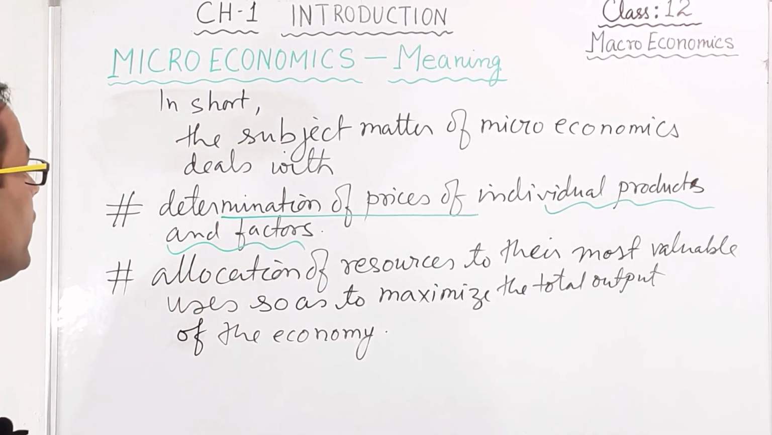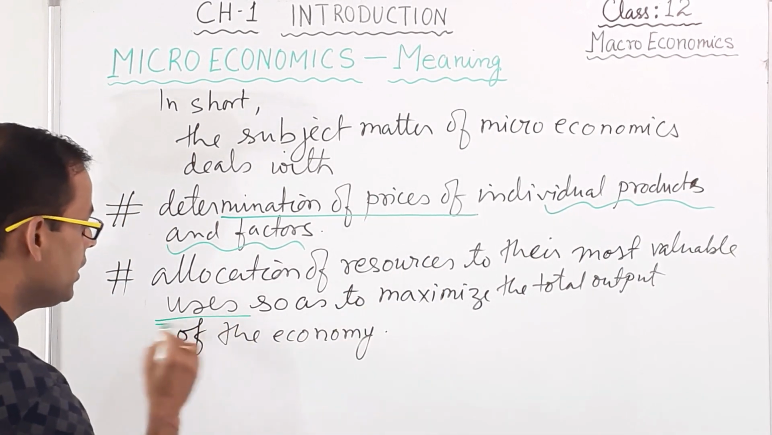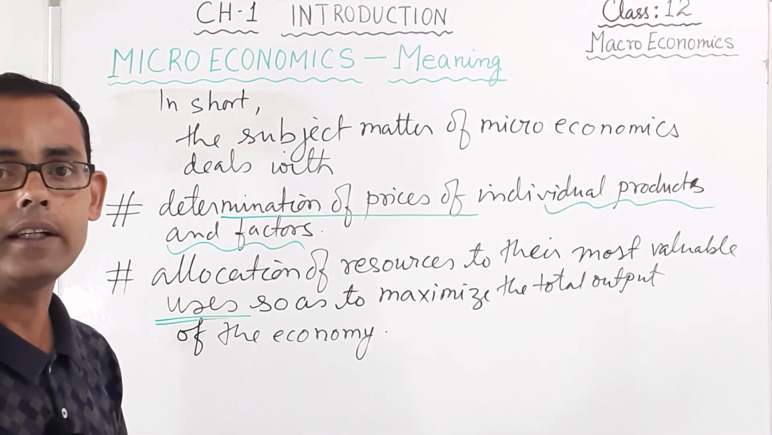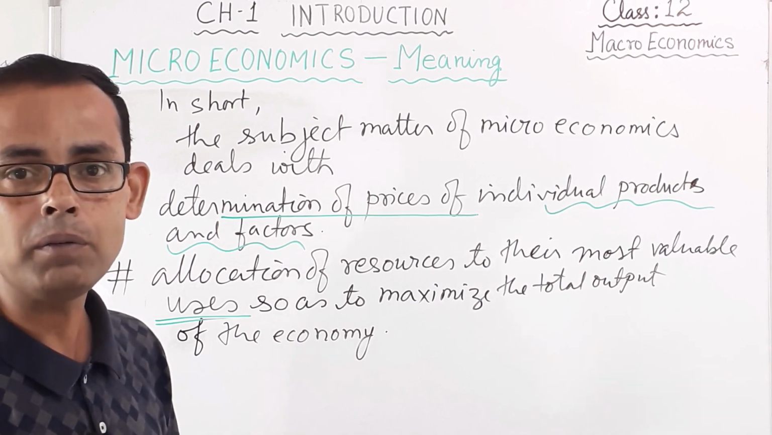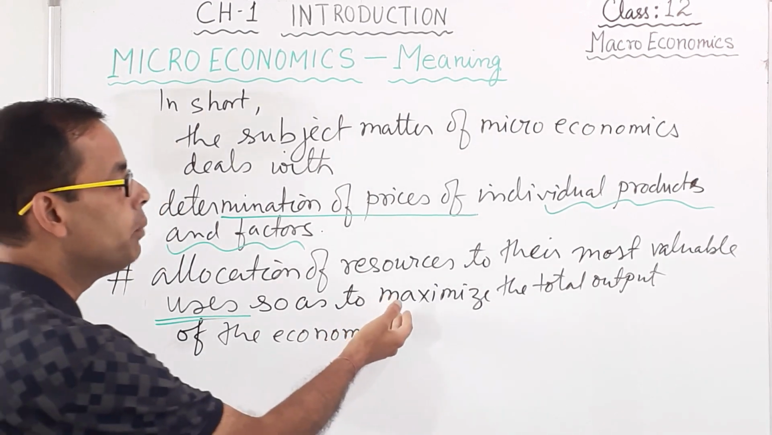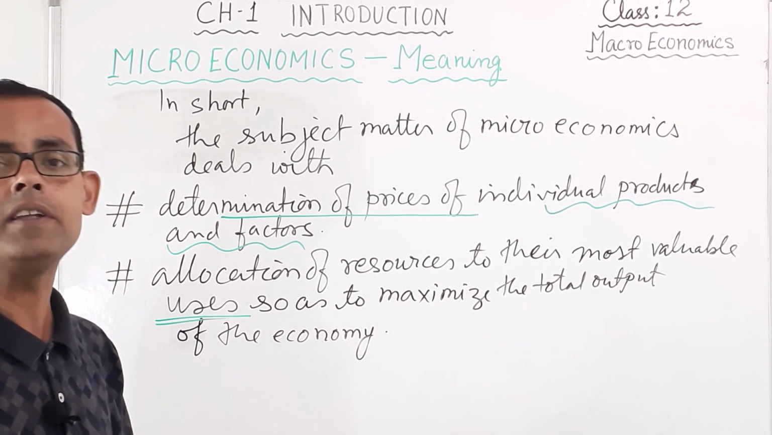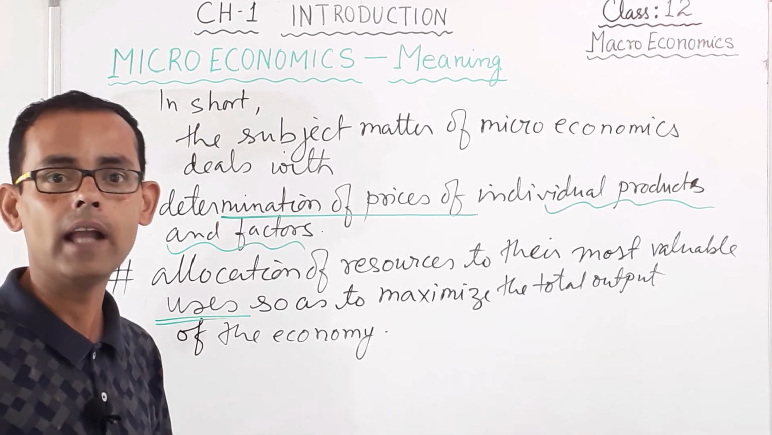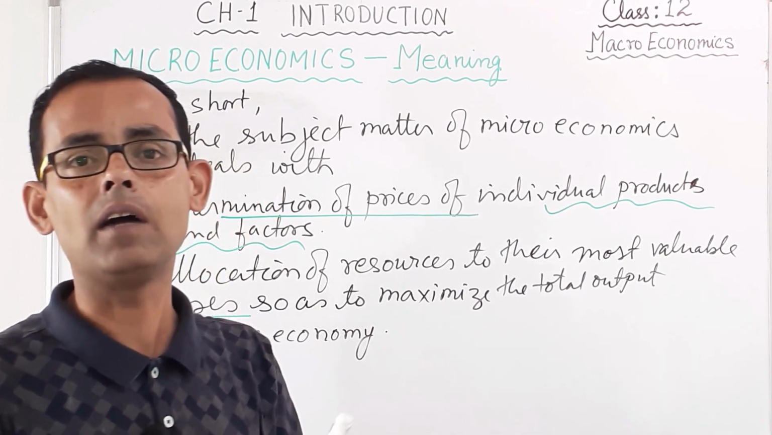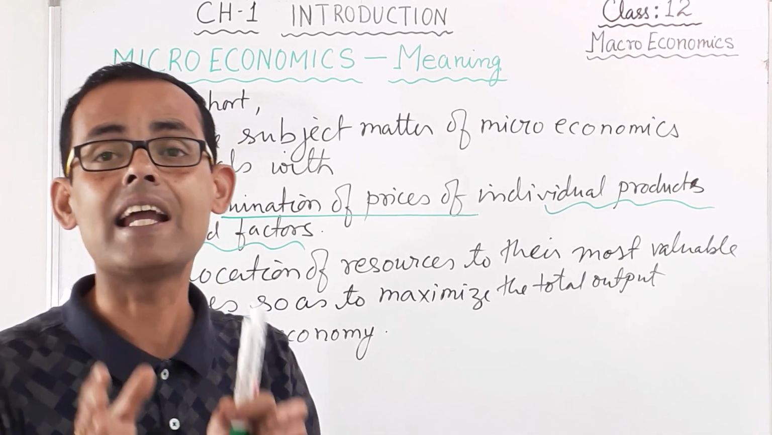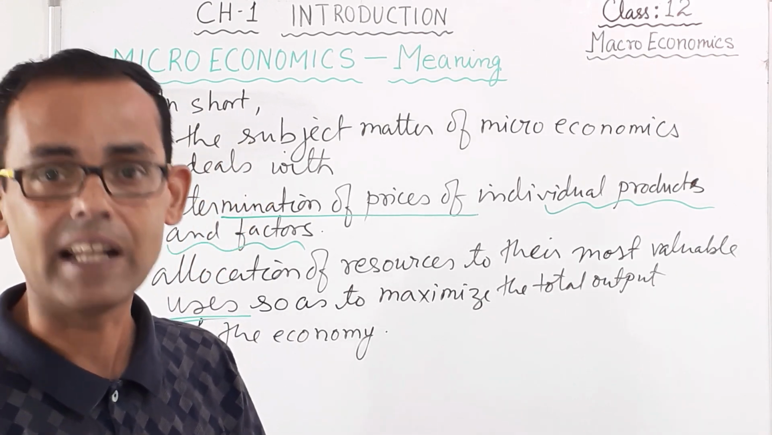And the second thing is allocation of resources to their most valuable uses. How we will allocate the resources so that we can get the maximum use of them, to maximize the total output of the economy. That means we have to increase the output of the economy, and then one thing comes, that is, it deals with the central problems. Afterwards in this chapter we will try to understand the central problems.